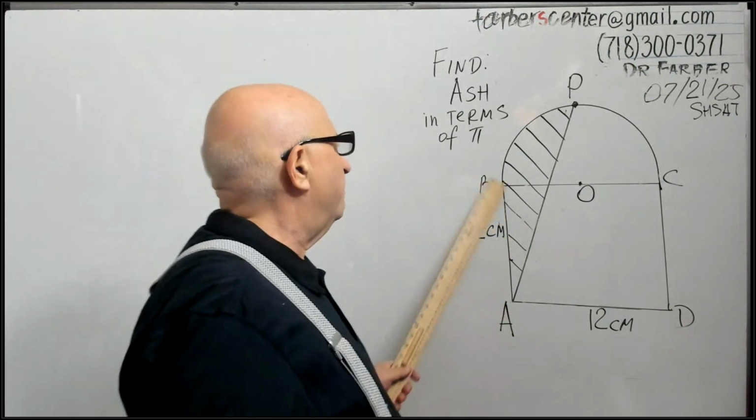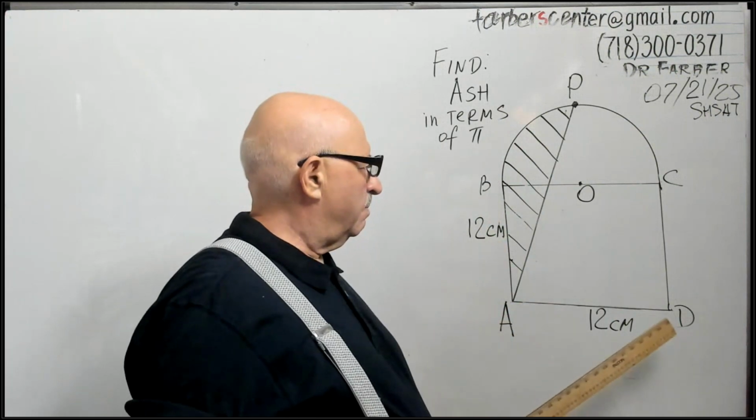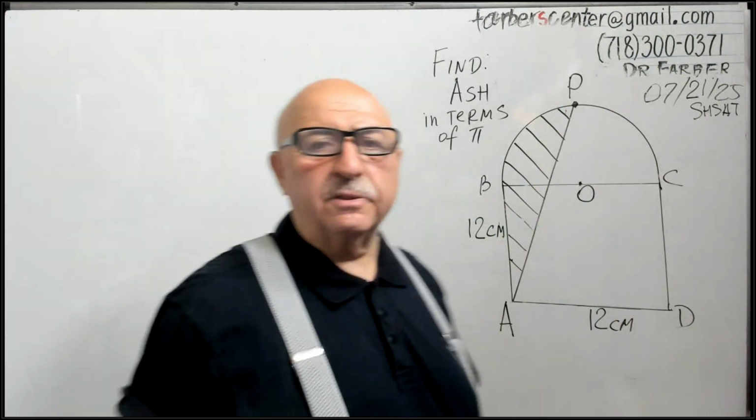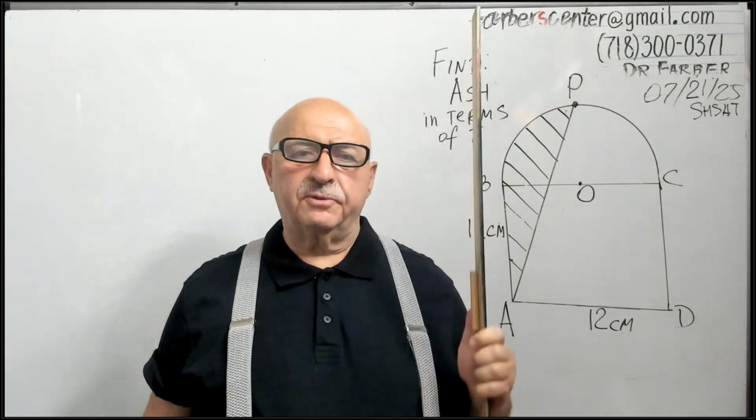First of all, we have a semicircle and we have a square. Usually on this test, the shaded area is a combination of standard shapes.